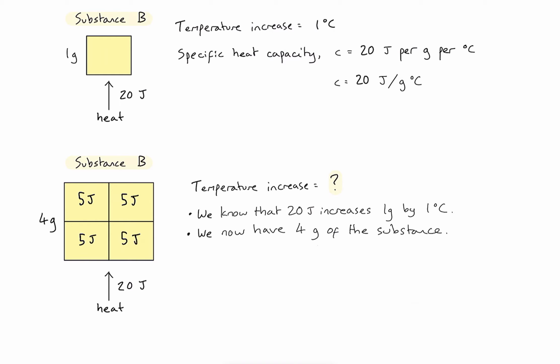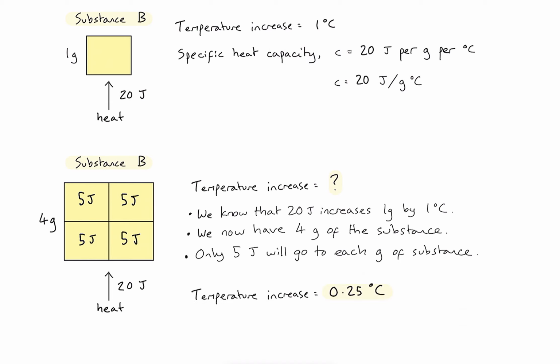So in this case, if it takes 20 joules to increase the temperature of a gram by a degree, each gram has actually only received a quarter of that amount, because only 5 joules have gone to each gram of the substance. So in this case, my substance is not going to go up by 1 degree in total. It's actually going to go up by a quarter of that amount. So I'd expect the temperature increase here to actually be only 0.25 degrees, or a quarter of a degree.